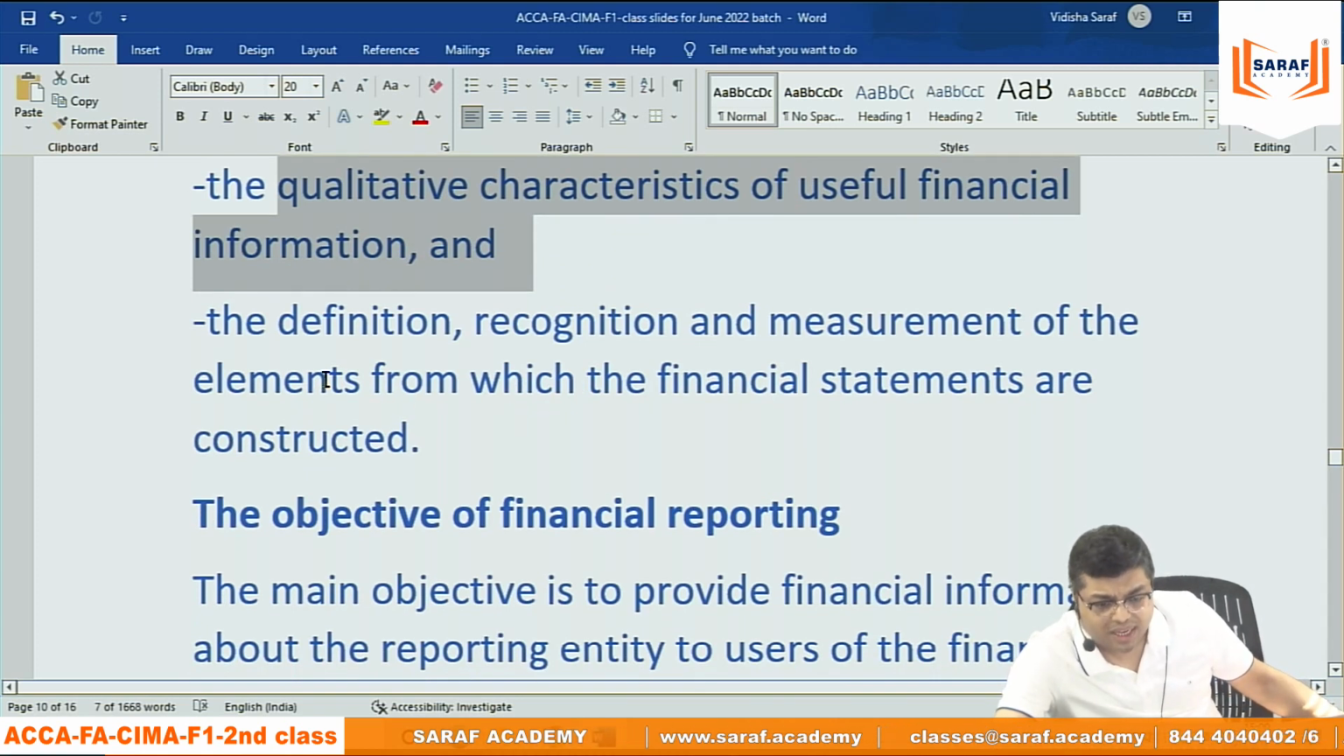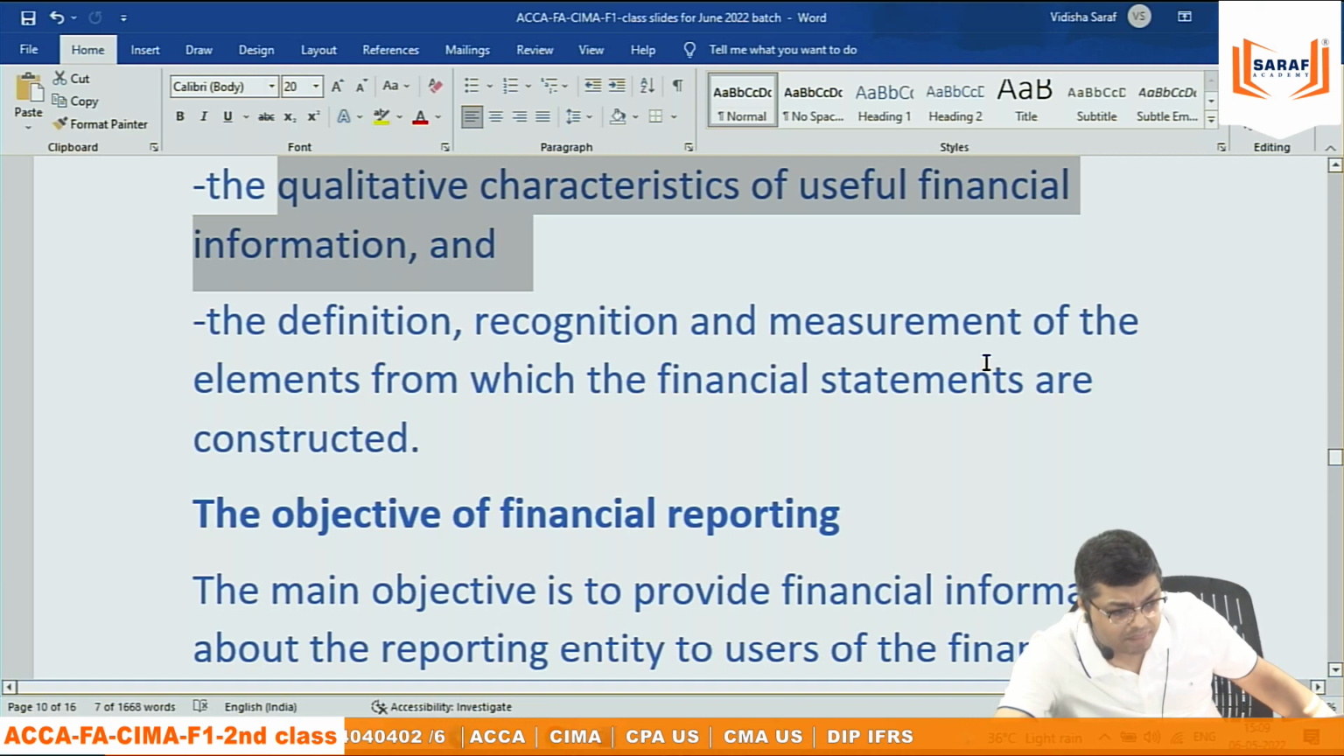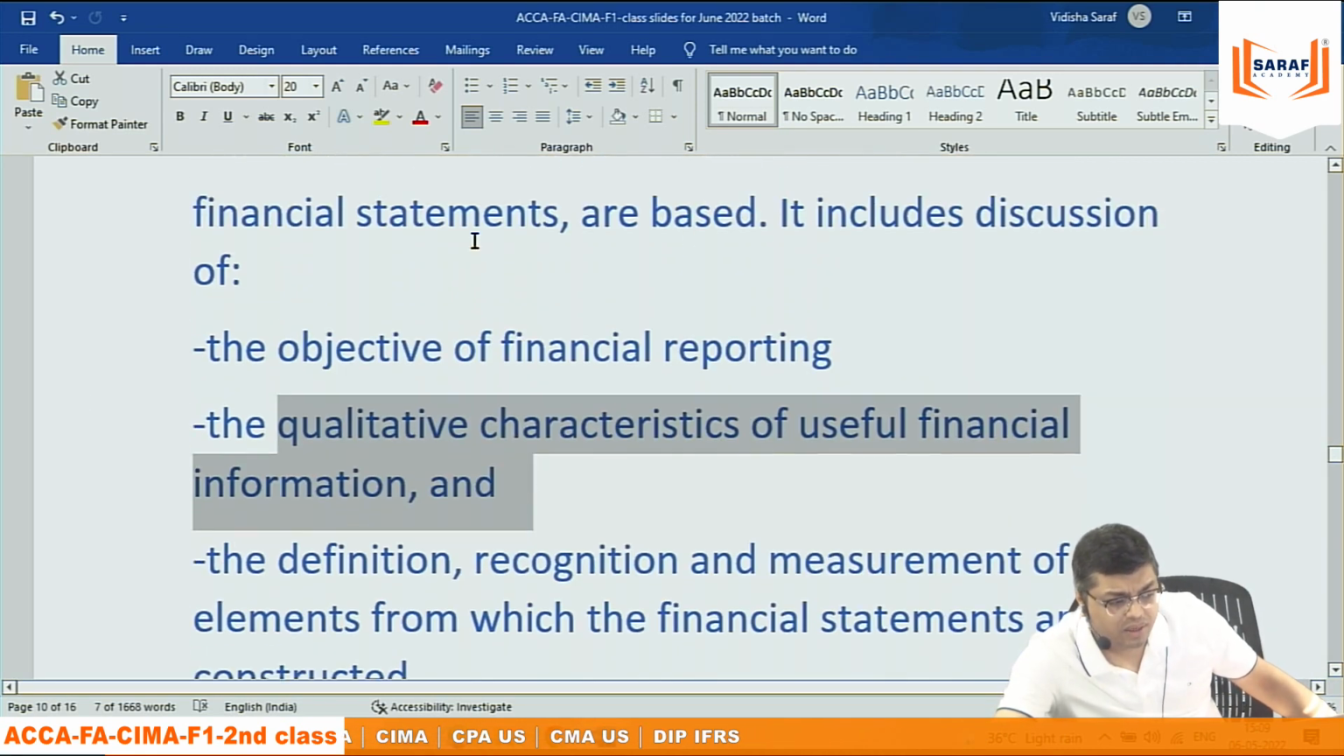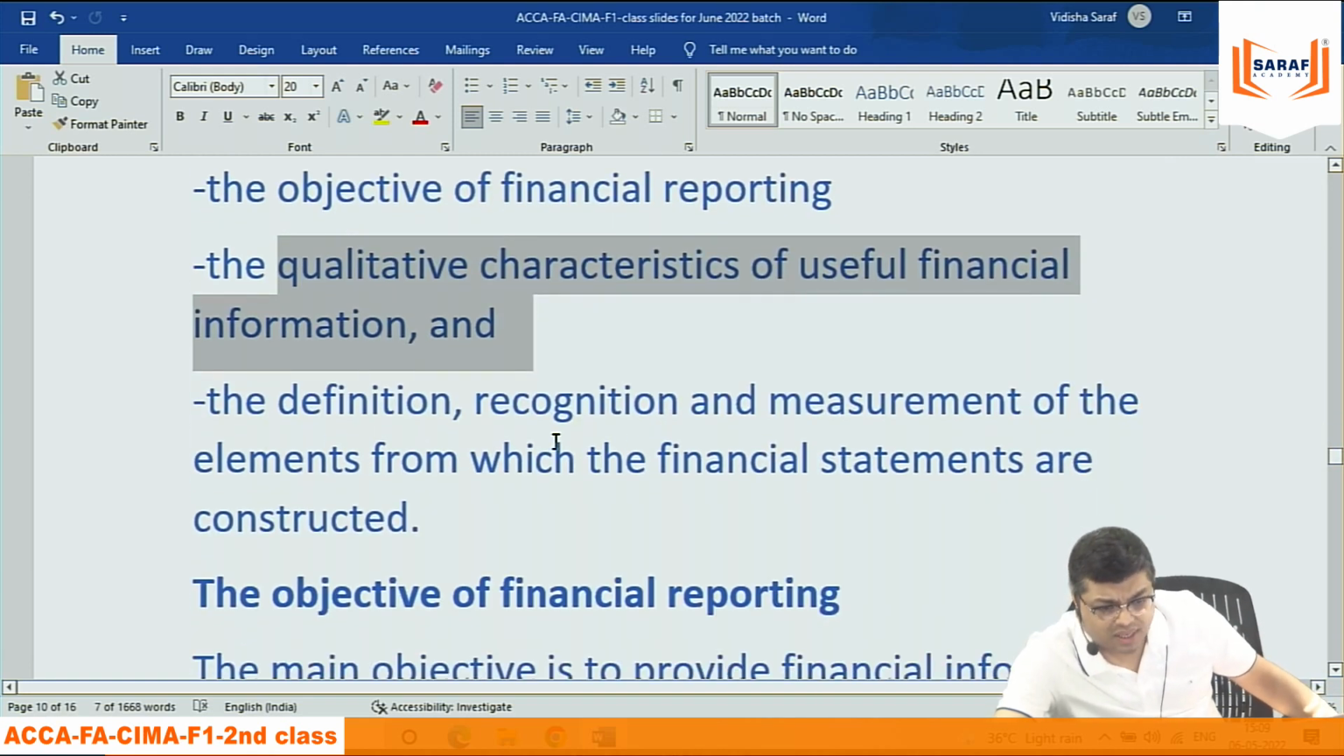To prepare financial statements and apply IFRS, how will you define different assets, liabilities, income, expenditure, how will you recognize them, how will you measure them, at what value, how will you record them? The framework says about the objective of preparing financial statements, the characteristics they should have, and about every item: the definition, their recording, their measurement, at what value they will be recorded.